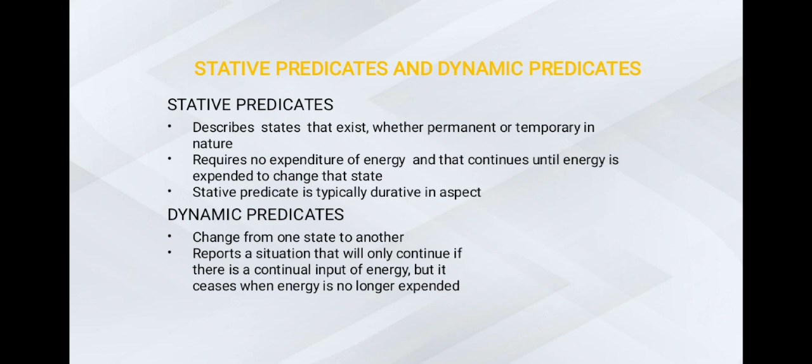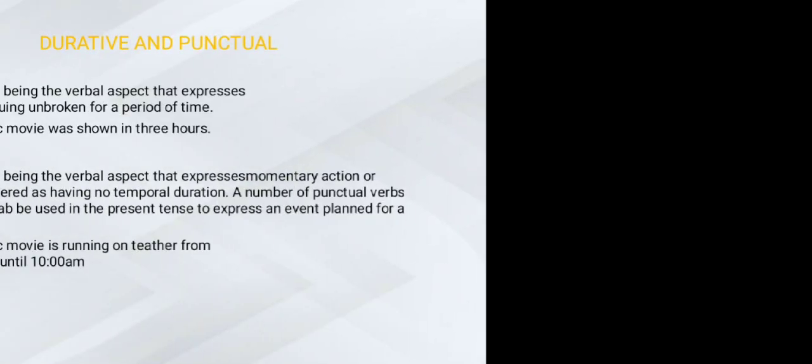Dynamic predicates. Change from one stage to another, reporting a situation that will only continue if there is a continual input of energy, but it ceases when energy is no longer expended. Dynamic predicates are explained with a duration, running in accordance with the time that has been set. For example, here is: employees are working eight hours a day.